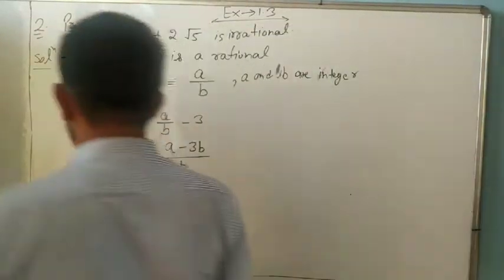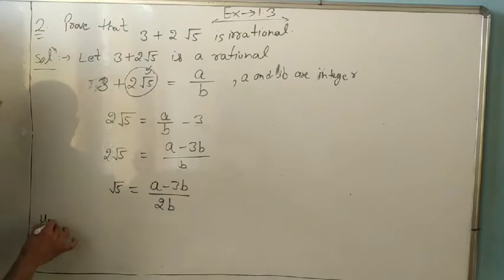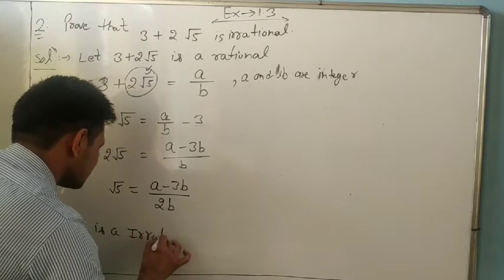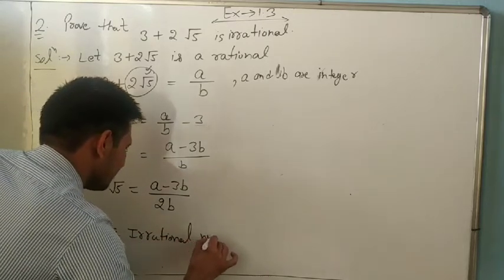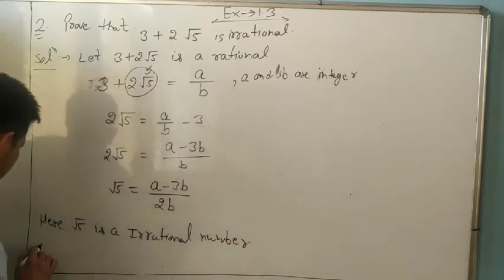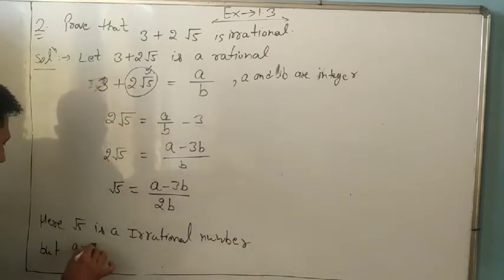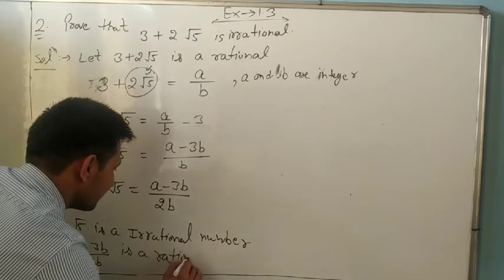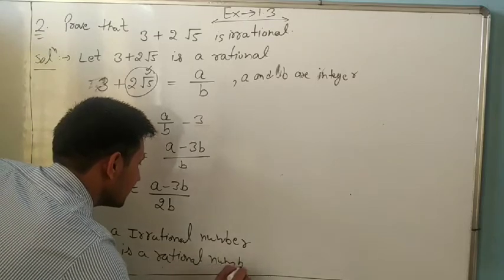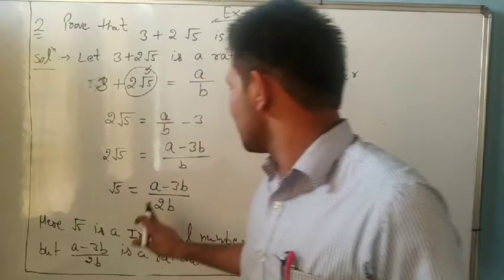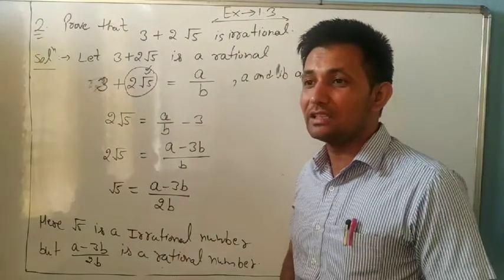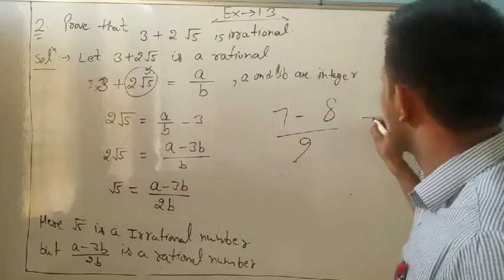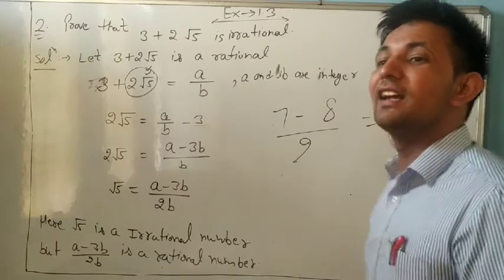So you will write after it. Here root 5 is an irrational number, but (a minus 3b) divided by 2b is a rational number. Do you understand why I am saying (a minus 3b) divided by 2b is rational? Yes, a and b are integers, any integers. 7 minus 8 divided by 2, all are integers. Minus 1 by 2, what will come? It is a rational number.